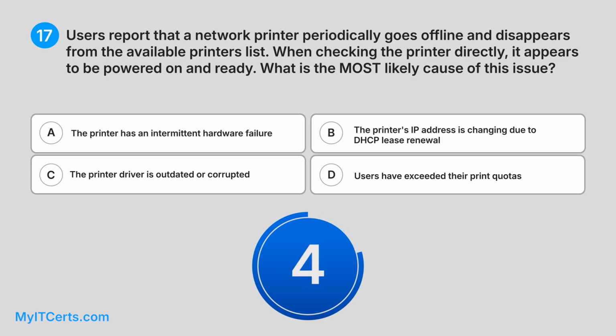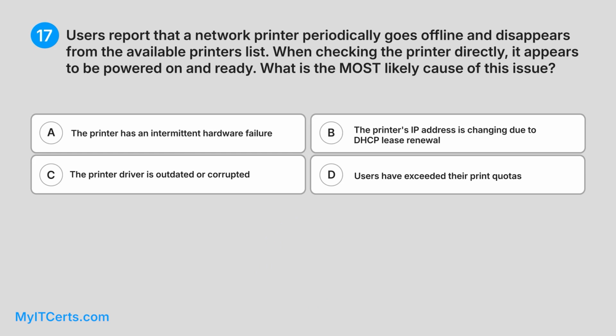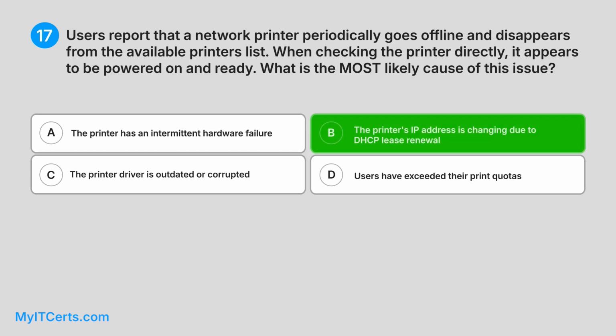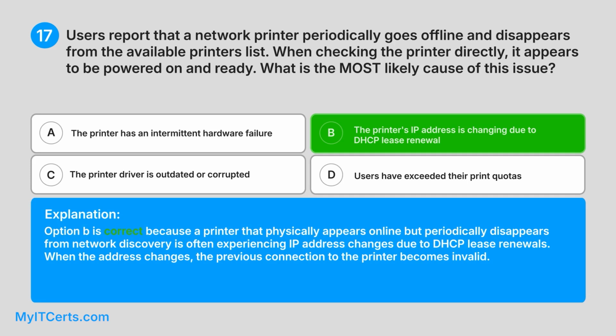Can you guess the answer? Correct answer, B, the printer's IP address is changing due to DHCP lease renewal. Explanation. Option B is correct because a printer that physically appears online but periodically disappears from network discovery is often experiencing IP address changes due to DHCP lease renewals. When the address changes, the previous connection to the printer becomes invalid.